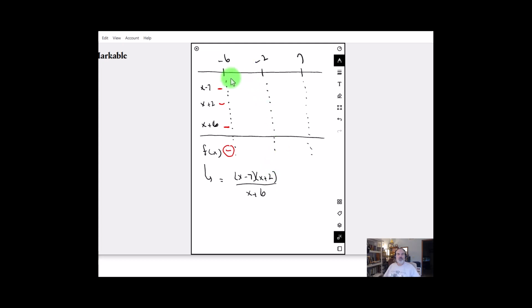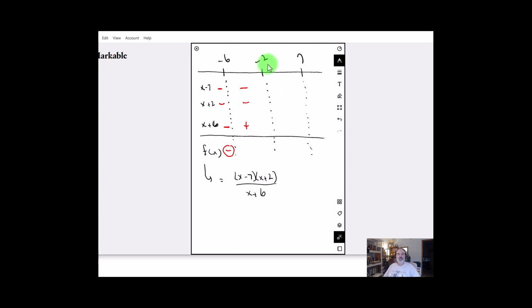Okay, let's look in between -6 and -2. Again, we're already negative, so subtracting 7 is certainly going to keep us negative. When we're adding 2, we're already to the left of -2, so adding 2 might get us close to 0, but not past it, so that's still negative. And now x plus 6. These are negative numbers like -3, -4, -5.9999. When we add 6, that is enough to get us into positive territory.